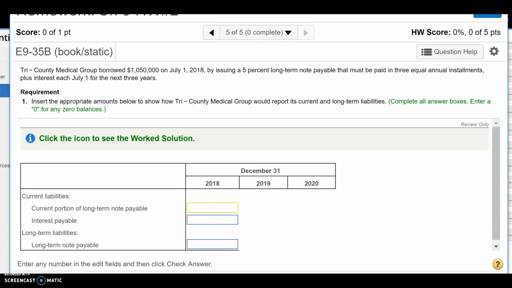Okay, take a minute and look at this question. We are focusing on long-term debt. It's a 5% long-term note payable. And we borrow the money on July 1. We have to pay it off in 3 equal yearly installments plus interest each July 1 for the next 3 years. So take a minute, read through that, and come back and we'll do some number crunching here.